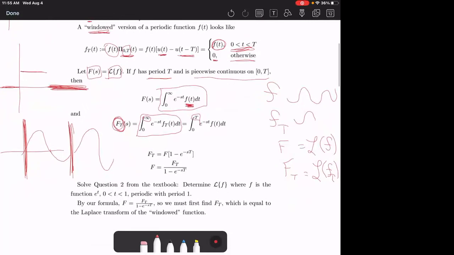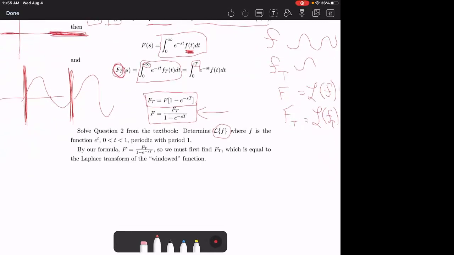Now, the usefulness of this, from the book, is that the Laplace transform of f sub T is equal to the Laplace transform of f times 1 minus e to the negative sT. So in trying to calculate things of this nature, we're going to make use of this identity. Now we're going to do an example. Solve question 2 from the textbook. Determine the Laplace transform of f, where f is the function e to the t from 0 to 1, periodic with period 1.